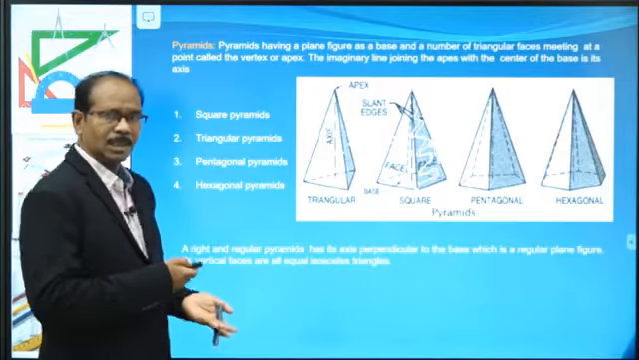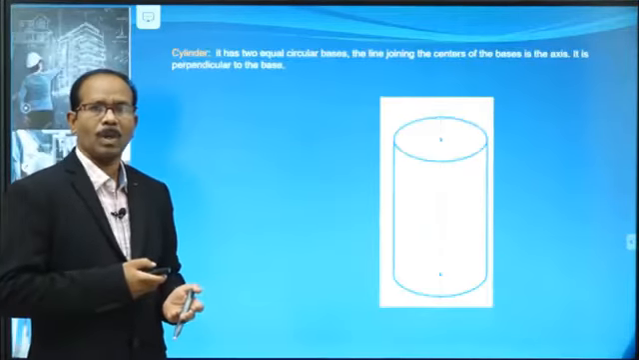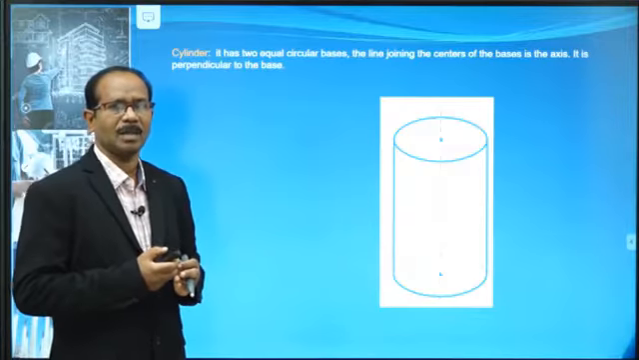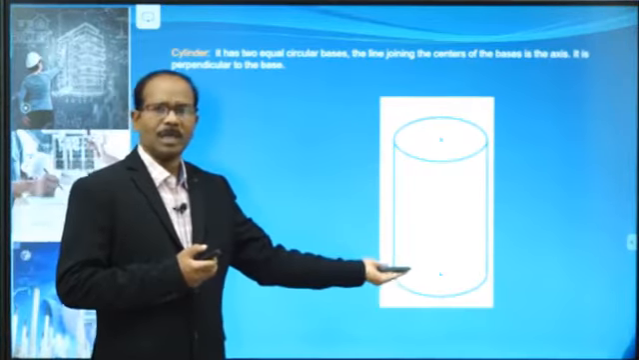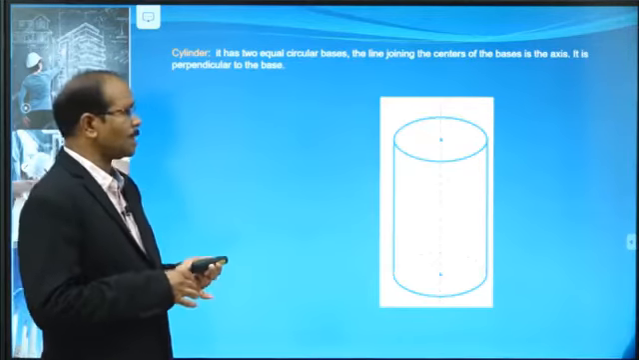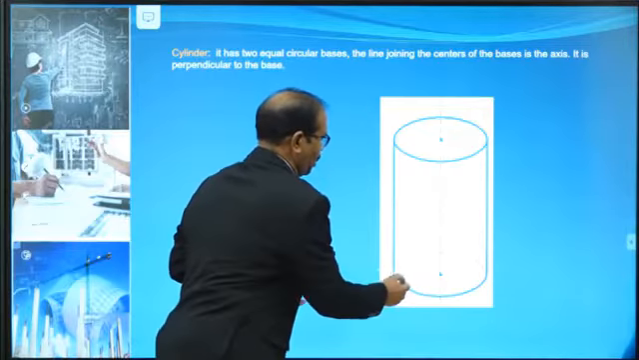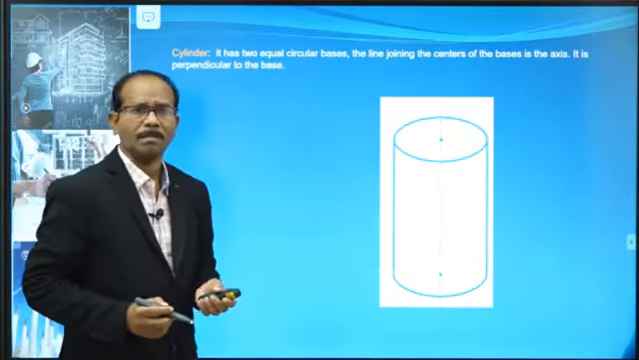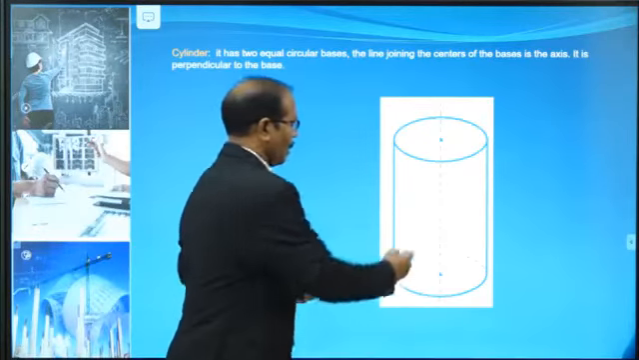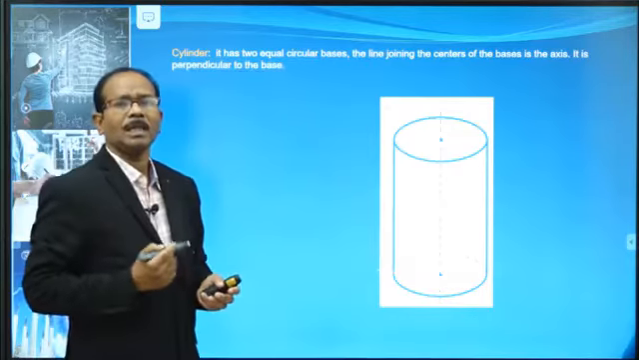Let's see the next category of these solids. Now, a cylinder: a curved surface, the bottom circle, the top circle. In the bottom circle, observe, half of the circle is visible, from here to here. So this is visible, the back side is invisible, and that part is represented with a dotted line. Now this is the axis line. That is the representation of a cylinder.